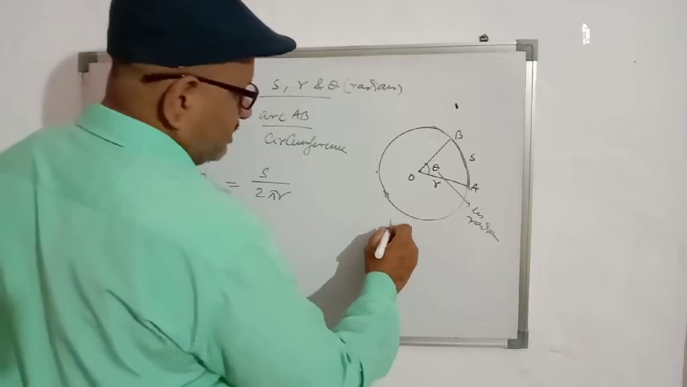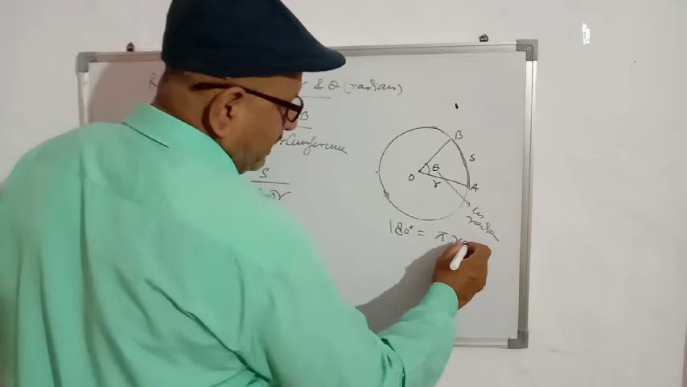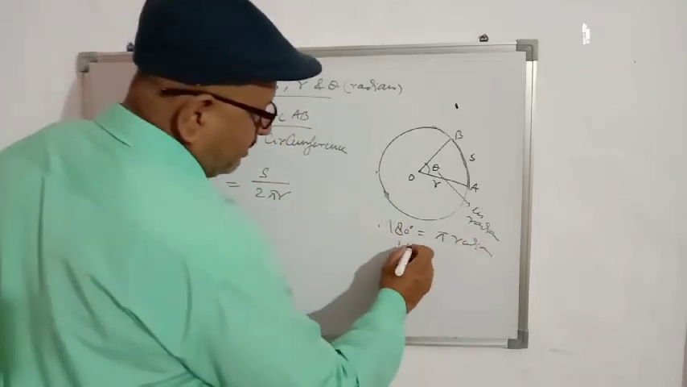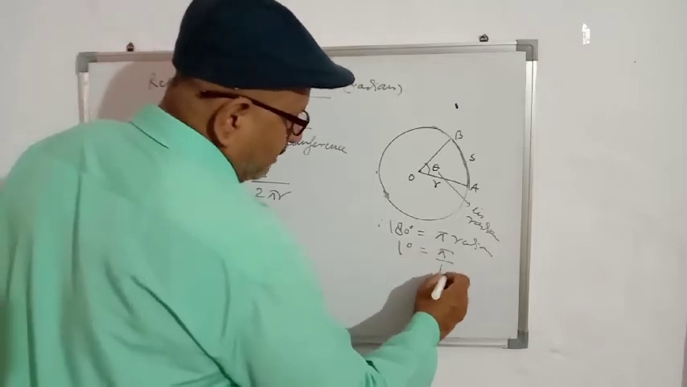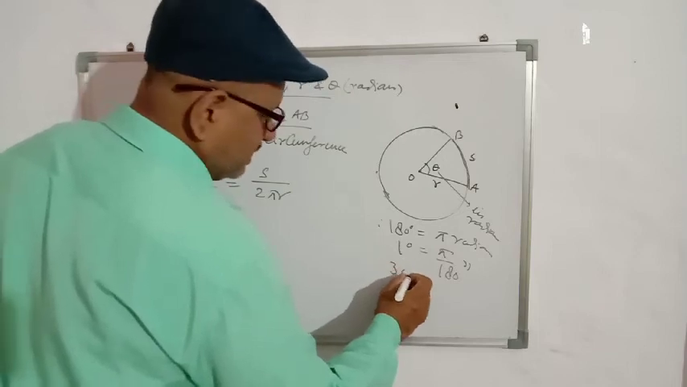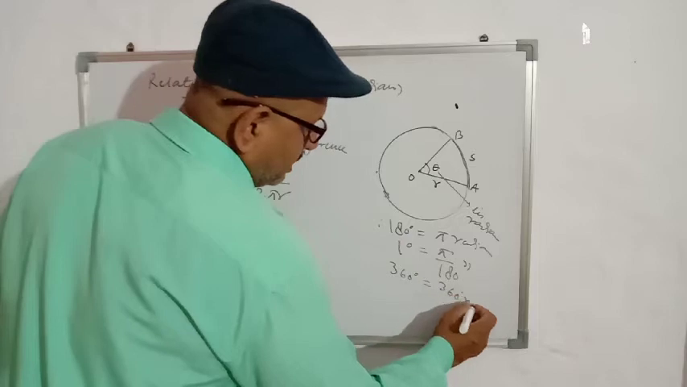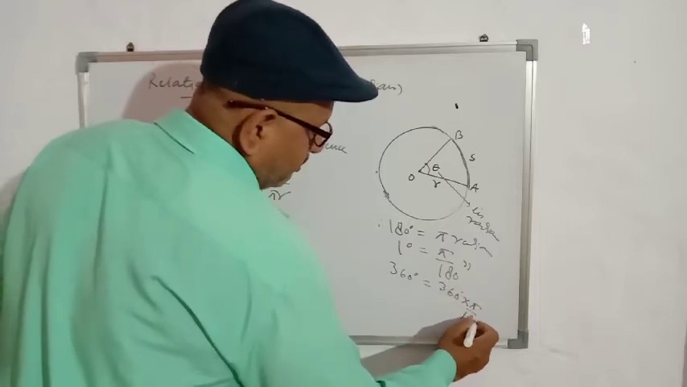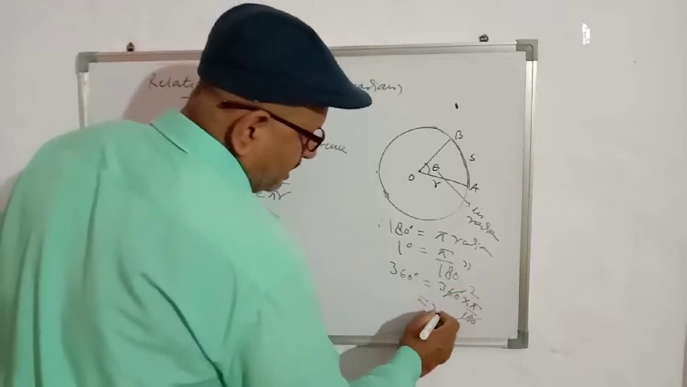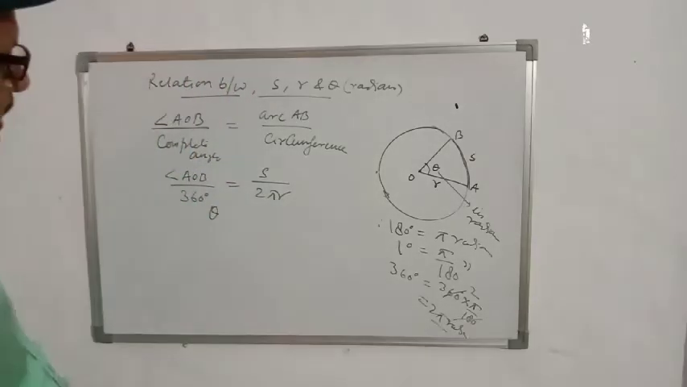So we know that 180 degree is equal to pi radian. Since 180 degree is equal to pi radian, 1 degree is equal to pi upon 180 radian. So what will be 360 degree? 360 degree is equal to 360 into pi by 180. 180 goes into 360 twice, so it will be 2 pi radian.